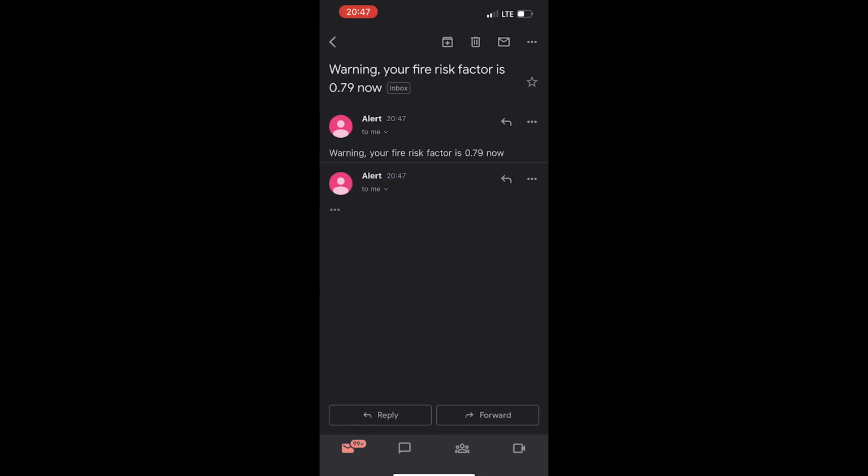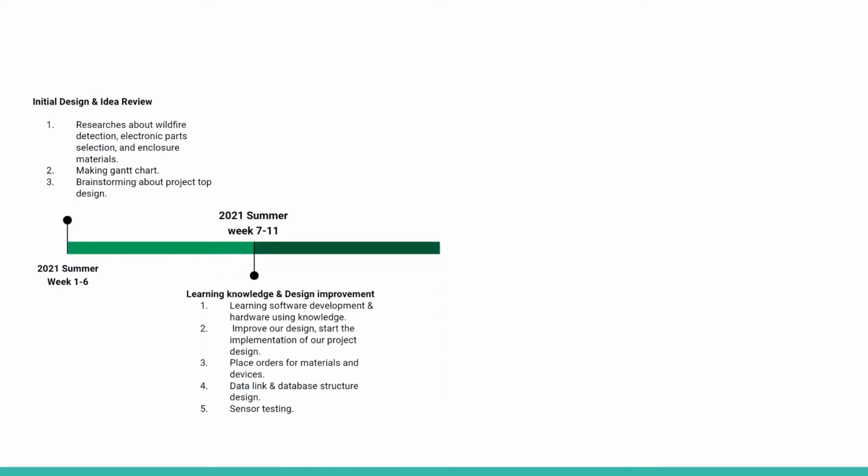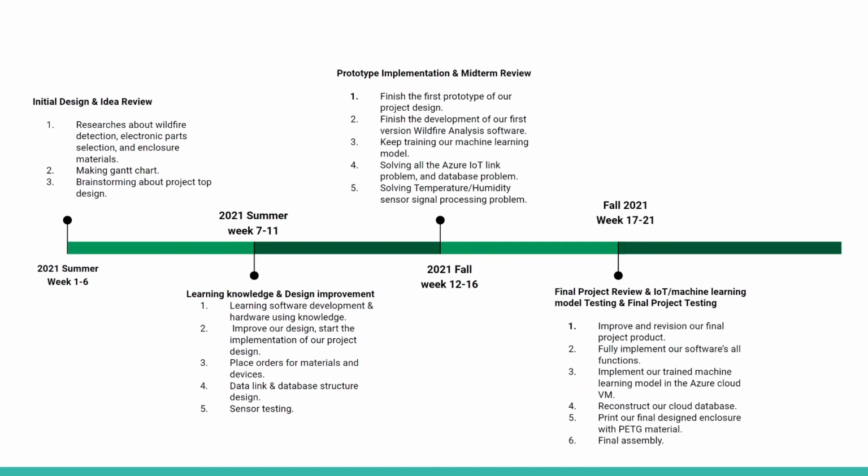Here, I will introduce our project timeline, which has four stages. The first is initial design and idea review. The second stage is learning new knowledge and design improvement. Then the next is prototype implementation and midterm review. The last stage is final assembly and testing.